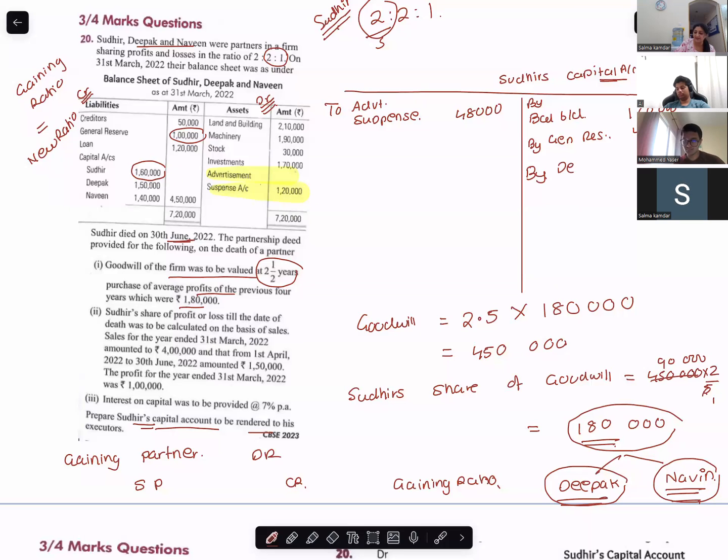So I will write: by Deepak capital account, 1,80,000 into 2/3. And by whose capital account? By Naveen capital account, 1,80,000 into 1/3.